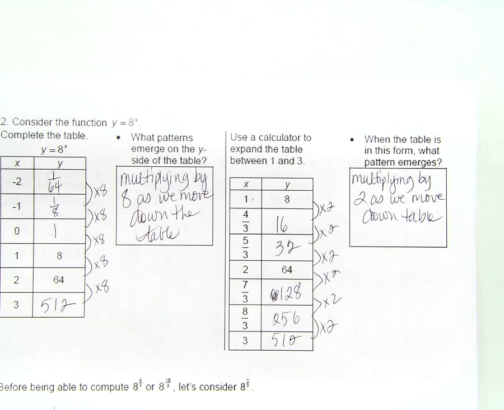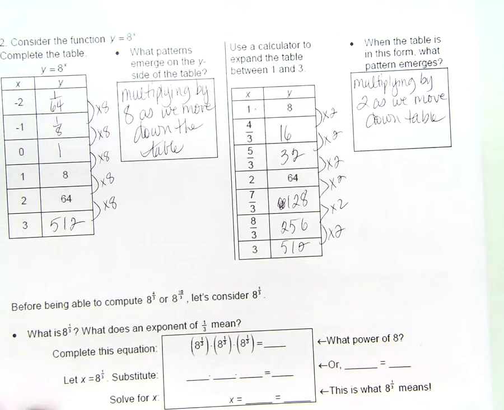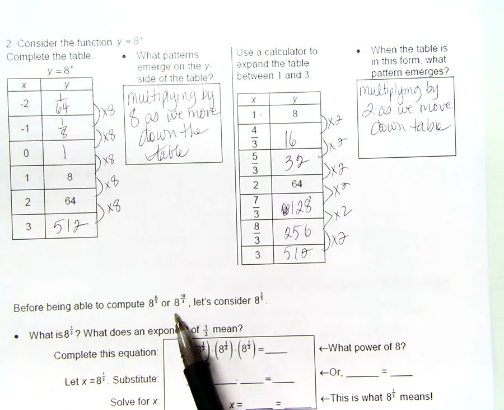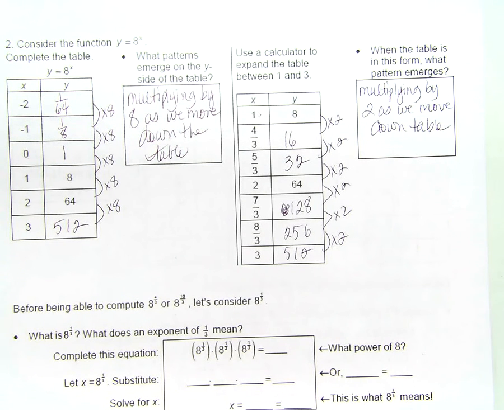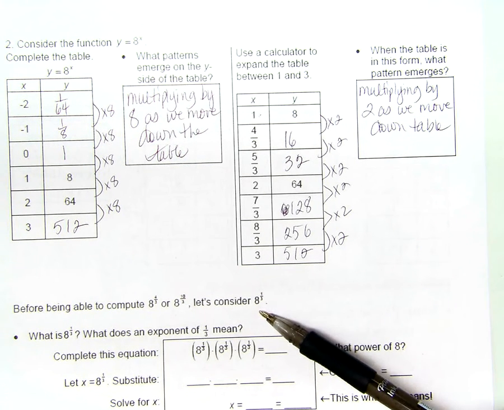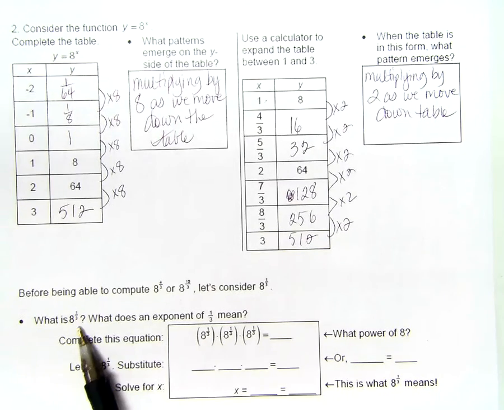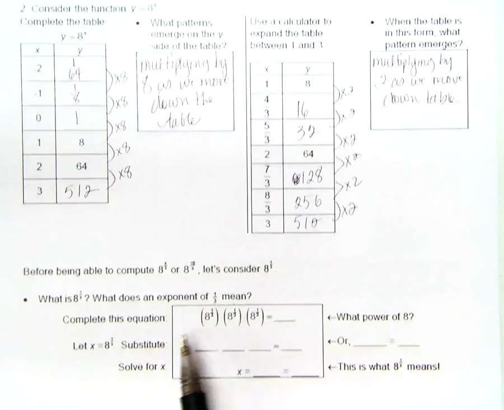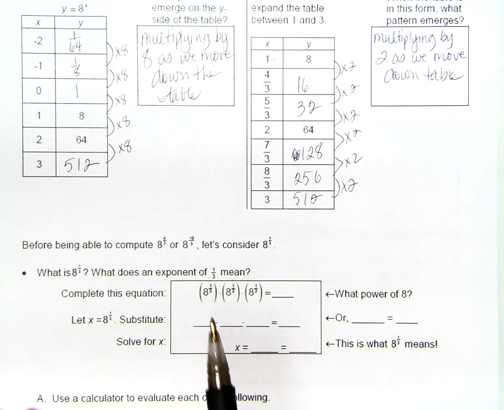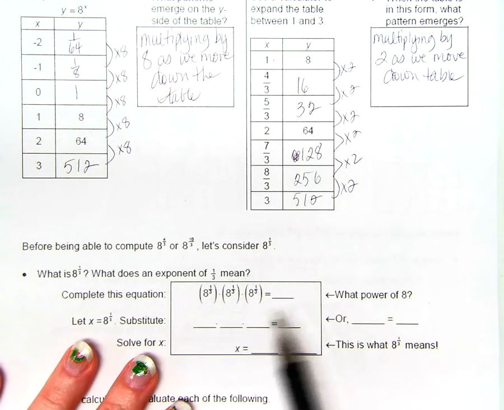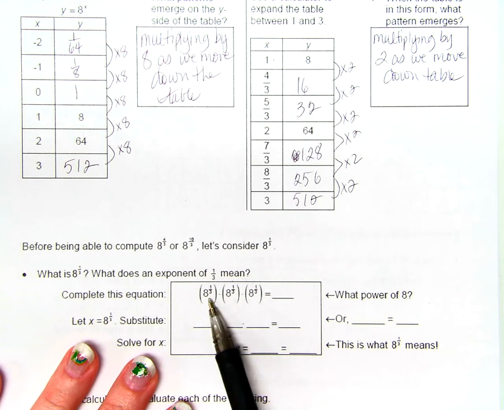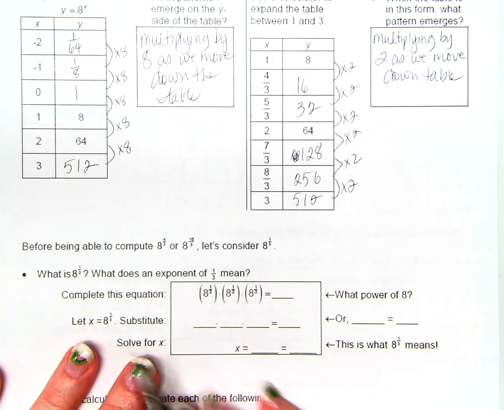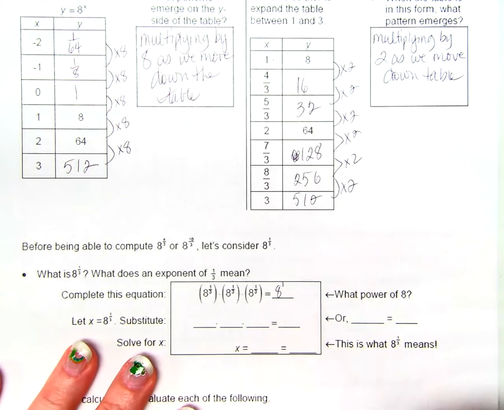Okay? So before being able to compute 8 to the 4/3 or 8 to the 10/3, let's consider 8 to the 1/3. What is 8 to the 1/3? What does an exponent of 1/3 mean? So does this look similar to something we did on the other side? Good, it should. If we're multiplying like bases, what do we do with the exponents? Add. So what's 1/3 and 1/3 and 1/3? So that would be 8 to the 1, right?